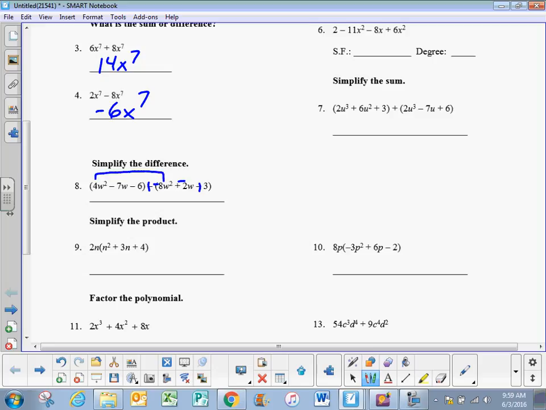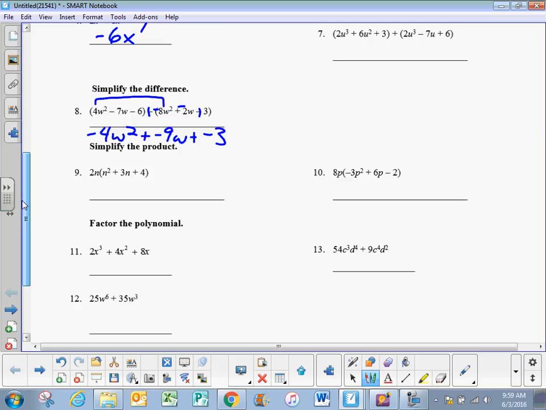4w squared plus a negative 8w squared is negative 4w squared. Negative 7w plus a negative 2w is a negative 9w. Negative 6 plus 3 is negative 3. Okay, number 9, we're going to distribute the 2n and get 2n cubed plus 6n squared plus 8n.